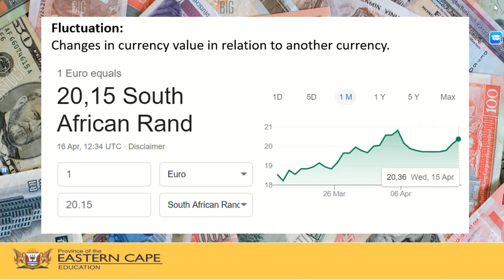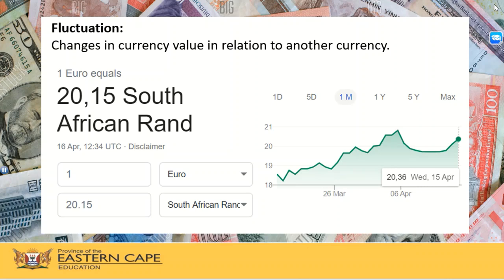And if you take a look at the rest of the information given on your screen, you will see that on the 16th of April, a euro would cost you 20 rand and 15 cents to buy. And that, as I said to you, was on the 16th of April.